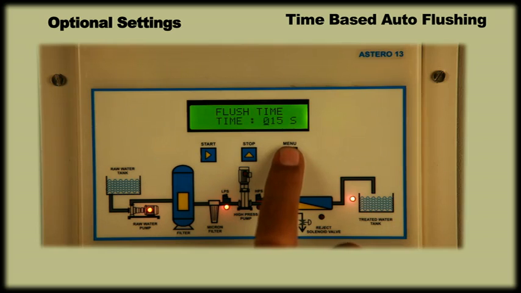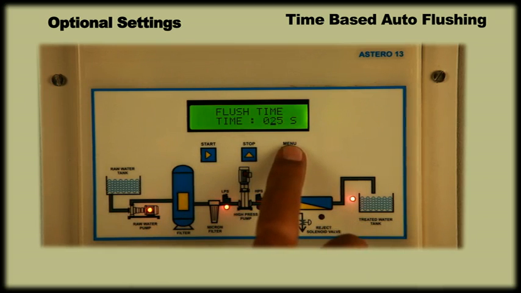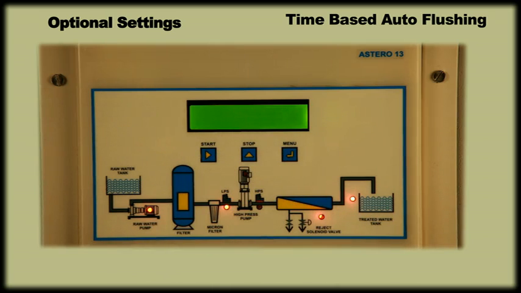On pressing the Menu key again, the display will show the previously set flushing time. This is the duration of time for flushing. That is, for how long you would want the flushing to happen. You can set the time in seconds. Let's enter 25 seconds and press Menu twice to enter and exit. Now after every 4 hours, it will start flushing for 25 seconds.